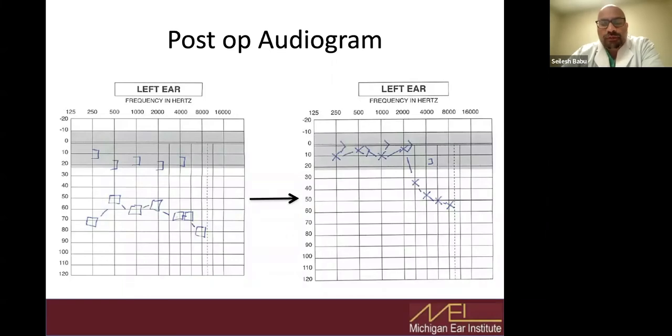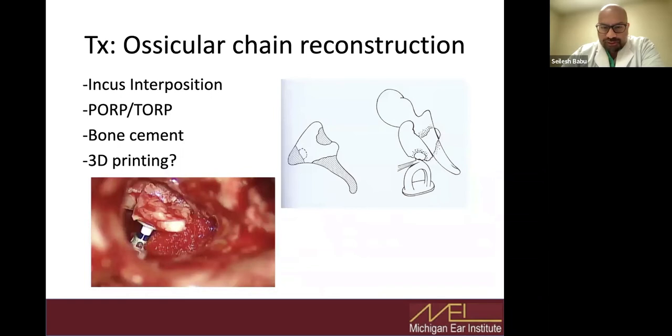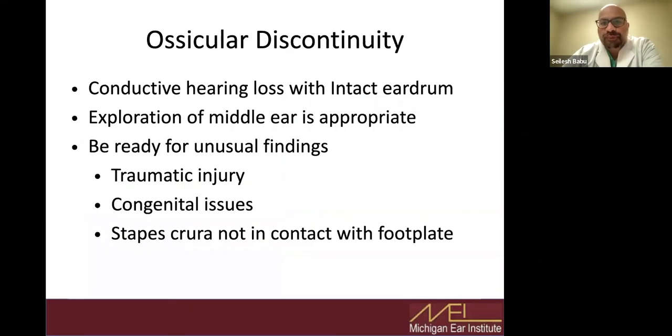So there are numerous ways to reconstruct the ossicular chain. Again, probably a talk in and of itself, whether you do an incus in position, or artificial partial or total prostheses. There are some cases where I use bone cement, which I'll show you a picture of. I think there's going to be some future in 3D printing, where we're able to use imaging and develop the actual prosthesis for the patient to be used in situ, either by planning for it in the future. That could be something that comes up.